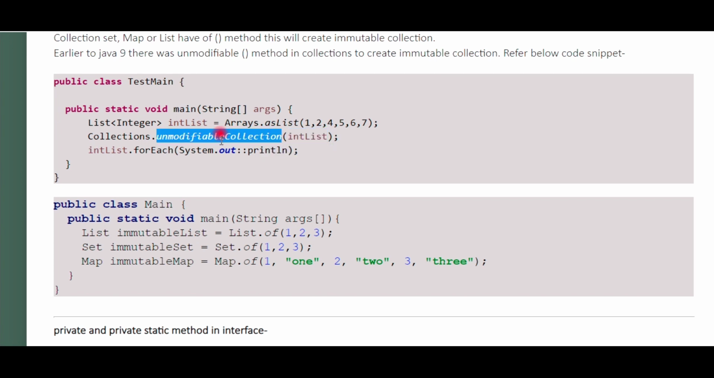So what is the internal implementation of unmodifiableCollection? It basically creates an internal class for the list, and in that list it overrides all the modifiable methods and throws an exception, like UnsupportedOperationException, from those methods. So that's why, whenever we call a modifiable method like add or remove on this list, the exception gets thrown.